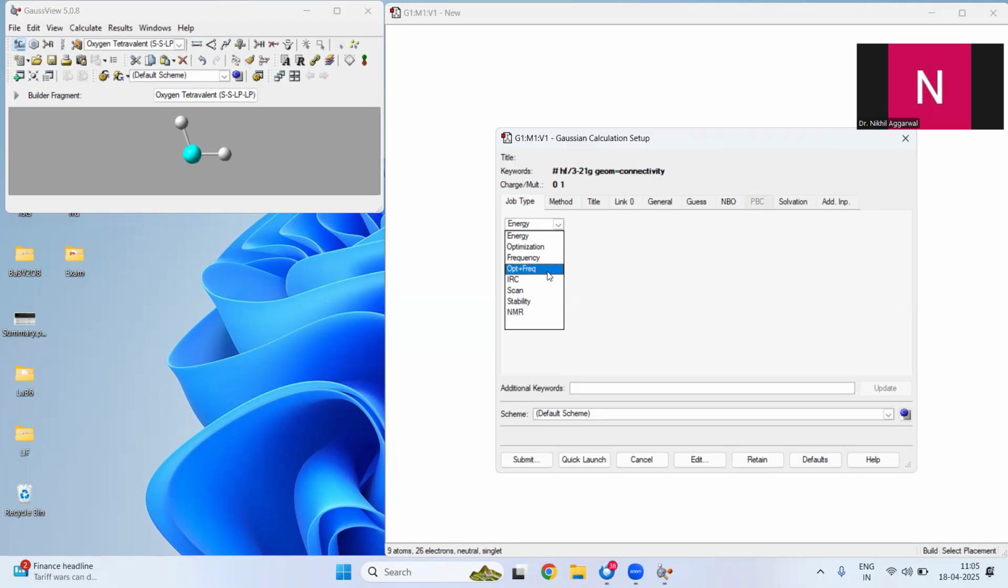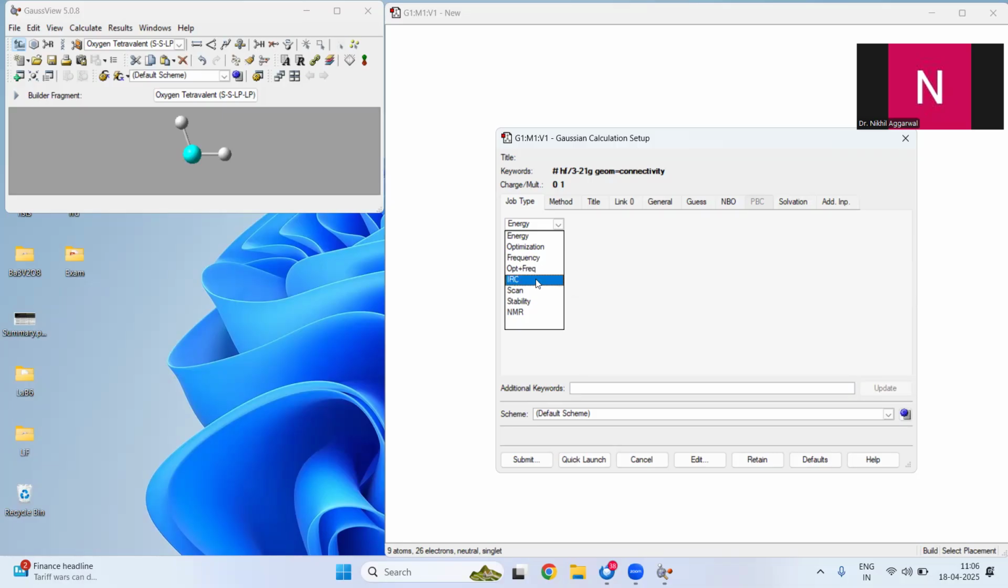I never recommend carrying out optimization plus frequency in a single step, because we are going to do quantum mechanical calculations which are very heavy even on supercomputers. So keeping two types of calculation simultaneously, sometimes the calculation sees an error message or terminates in between. So it is better that you carry out optimization and frequency one by one.